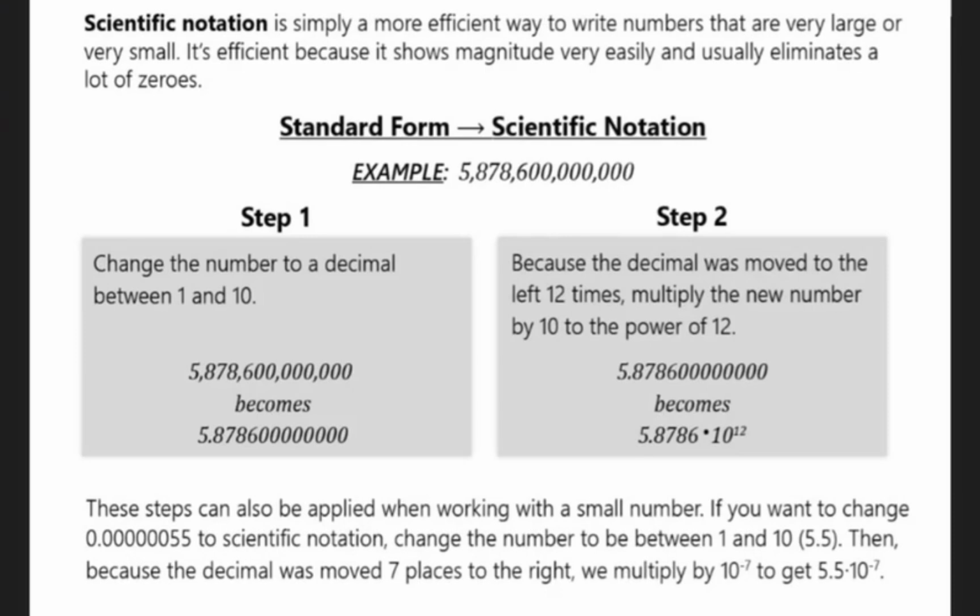These steps can also be applied when working with small numbers. So let's say you have a number less than 1. Like in the example, it says 0.00000055. We would change it to 5.5 since it's a number between 1 to 10, and then we'll multiply by 10 to the negative 7 since we're moving the decimal point to the right.